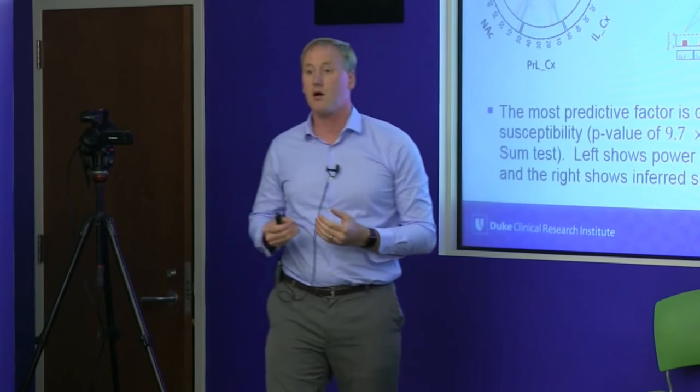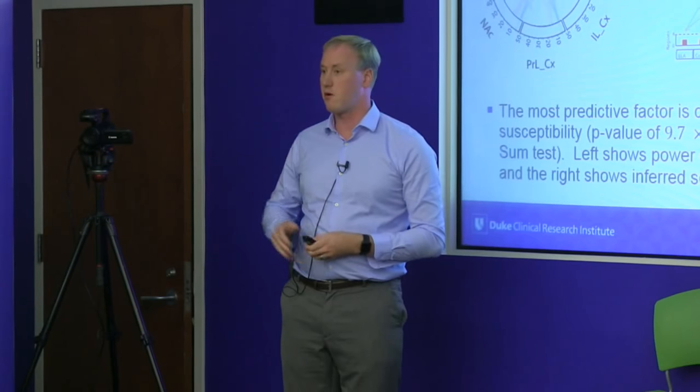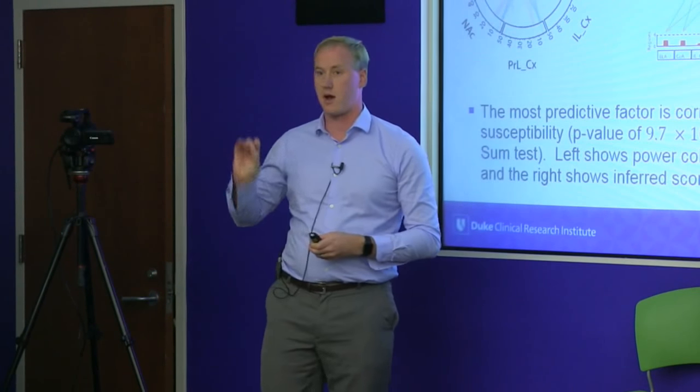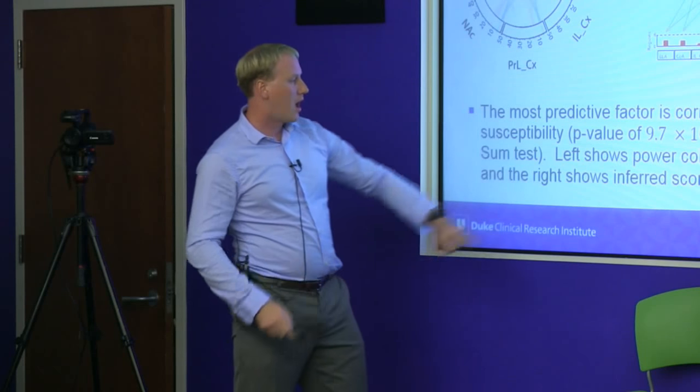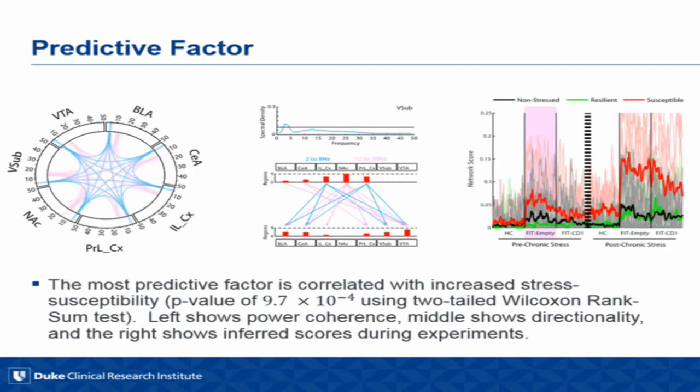So we can actually tell just from their neural signatures prior to them going through the stress paradigm, is this mouse resilient or is this mouse susceptible to chronic stress? And if you want a p-value, it's 9.7 times 10 to the minus 4, which is very good considering that this is only 40 mice. So we're very happy with that.